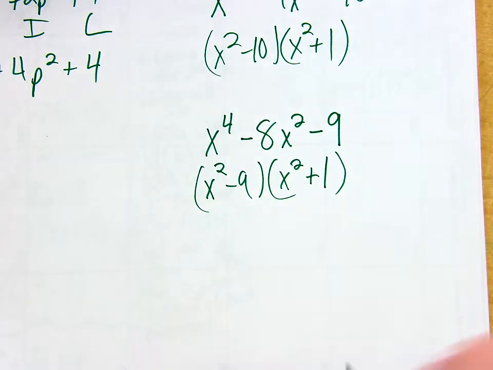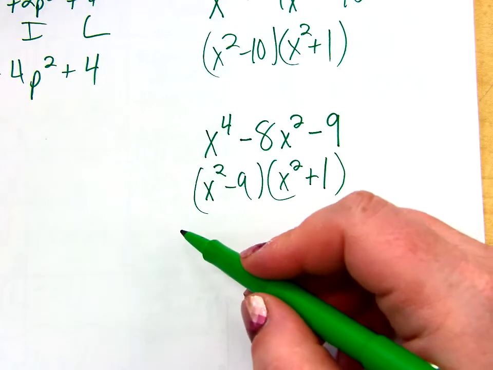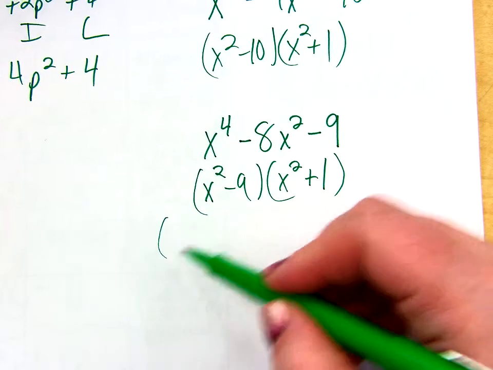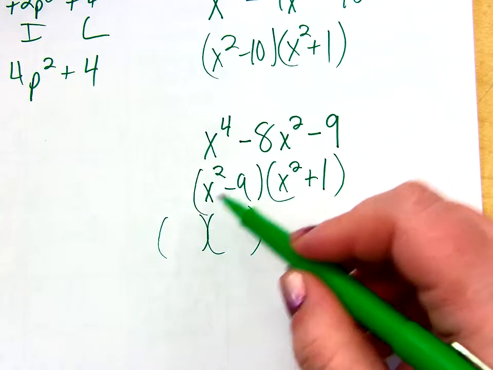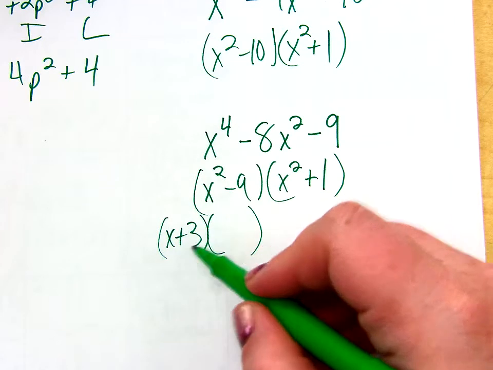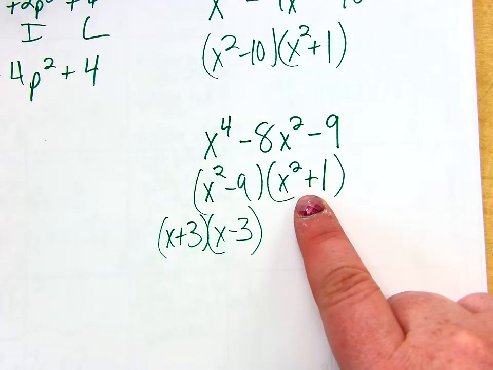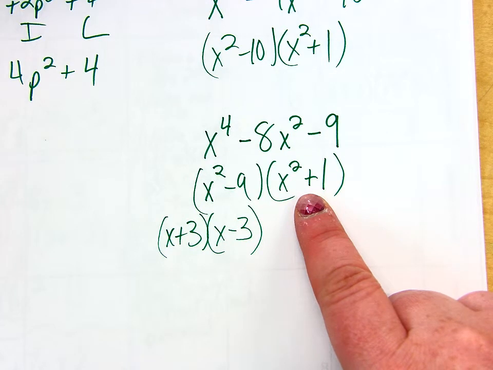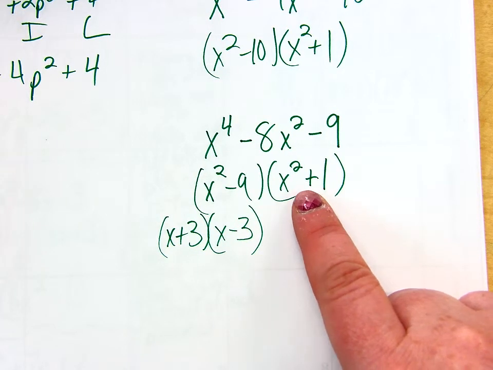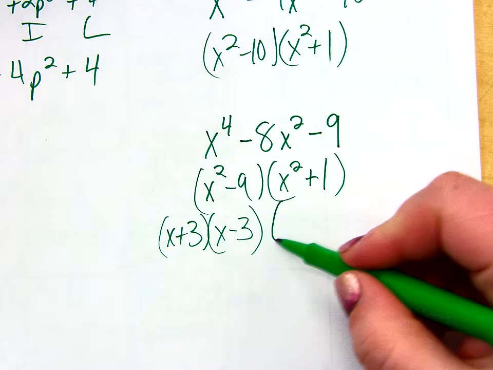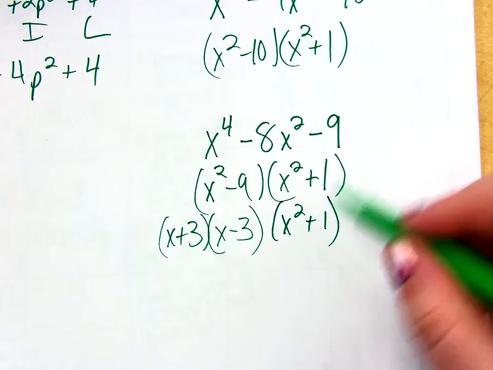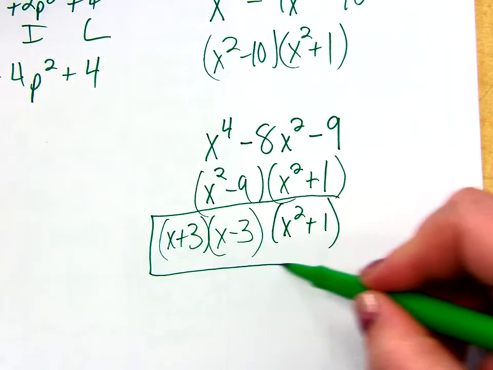Tricky, tricky. Why would they be squared? It's just x. So this one is going to split into x plus 3, x minus 3. What about this one? It stays the same. You can't split that up because that's a plus. So it just stays x squared plus 1. That is a final answer.